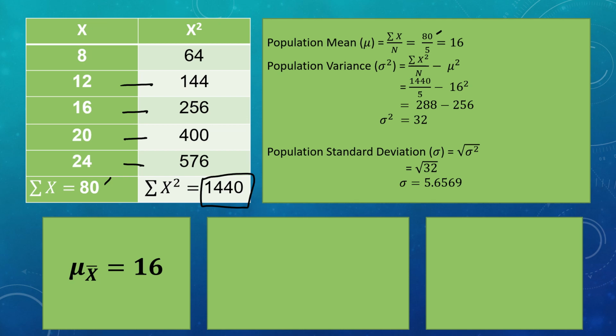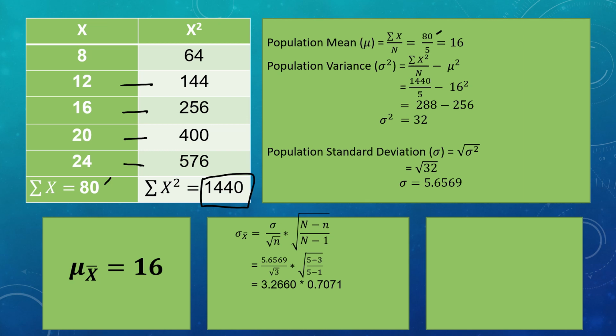Next. Now, to find our standard deviation of the sampling distribution of the sample mean, we will be applying the formula sigma over square root of n times the square root of capital N minus n all over capital N minus 1. By substitution property, it will be 5.6569 all over square root of 3 times square root of 5 minus 3 all over 5 minus 1. We need to divide 5.6569 by square root of 3 using your scientific calculator. It will result to 3.2660.